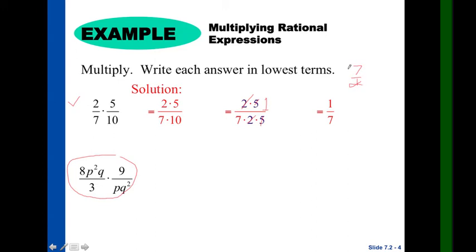But 1 over 7 is a proper fraction, so it cannot be made a whole number.